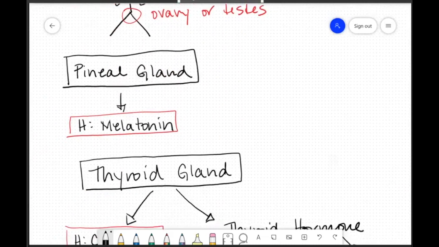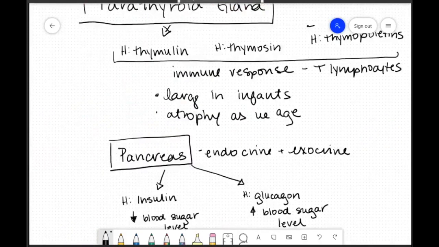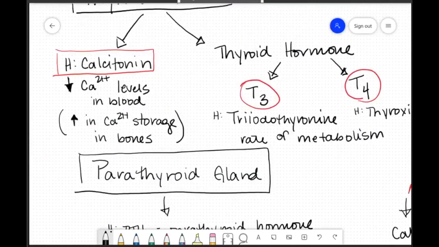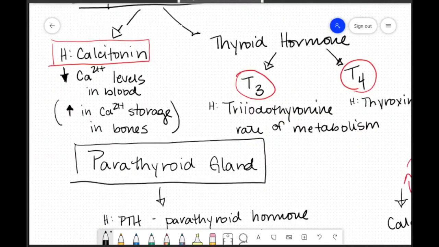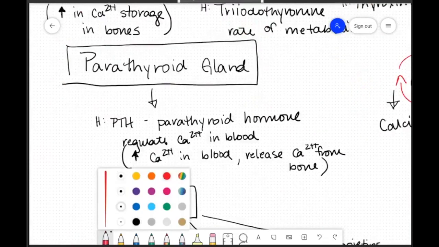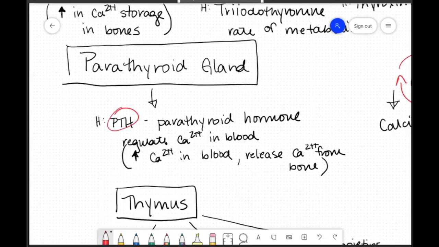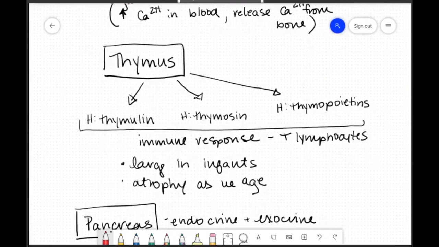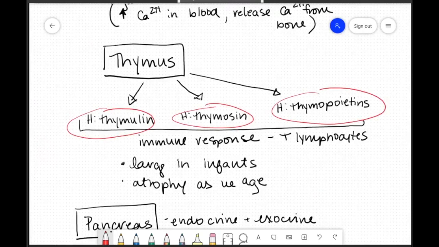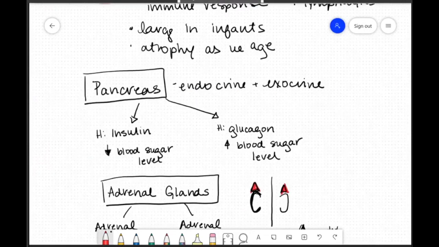So the pineal gland releases the hormone melatonin. The thyroid gland will produce and release the hormones calcitonin, T3, and T4. The parathyroid gland will release parathyroid hormone. The thymus gland will release the hormones thymulin, thymosin, and thymopoietins. The pancreas, which acts as an endocrine and an exocrine gland, will release the hormones insulin and glucagon.